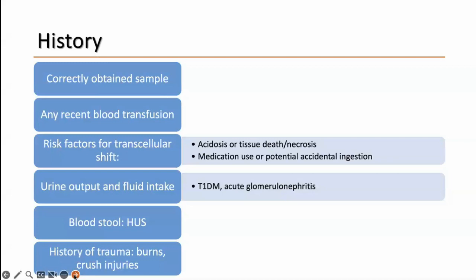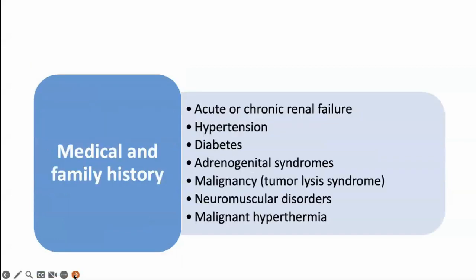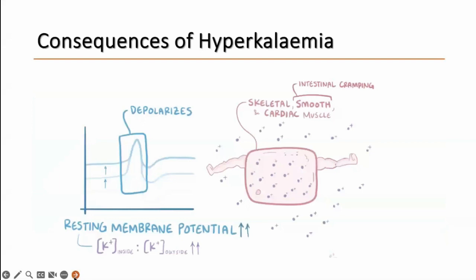Then, you can go to the next slide, going into your medical and family history. So a family history of acute or chronic renal failure, hypertension, diabetes, adrenogenital syndromes, any malignancy that could be causing an underlying tumor lysis syndrome, neuromuscular disorders, or malignant hypothermia. Okay, so you can go next slide. Then we need to look at the consequences of hyperkalemia.